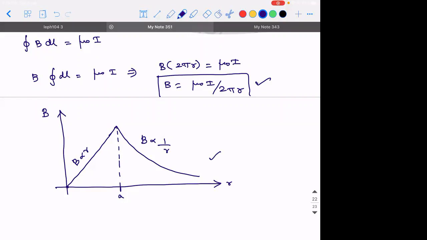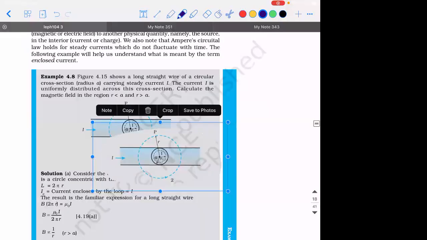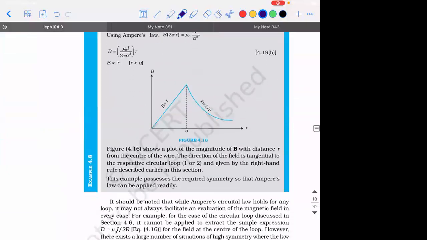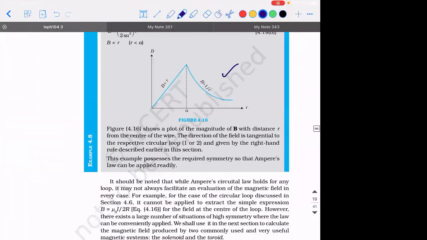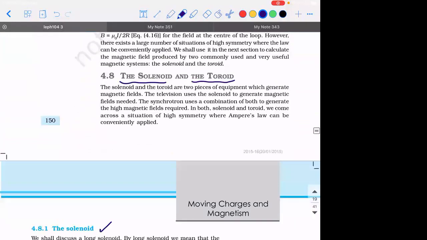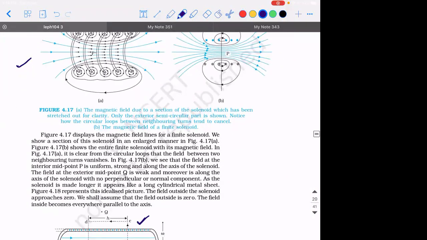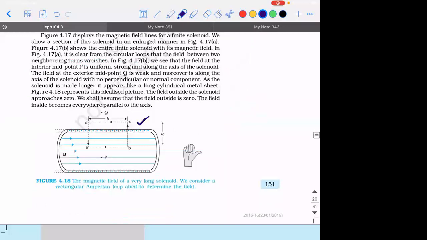Okay. So this chapter is over. Is there any doubt? Is there any doubt, guys? All the concepts are clear? Yes, sir. Okay.